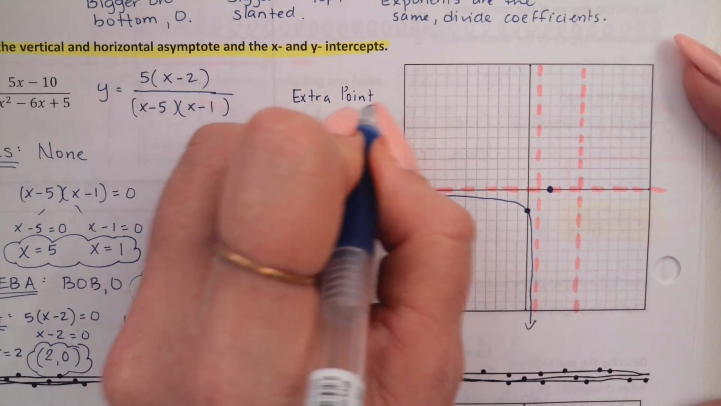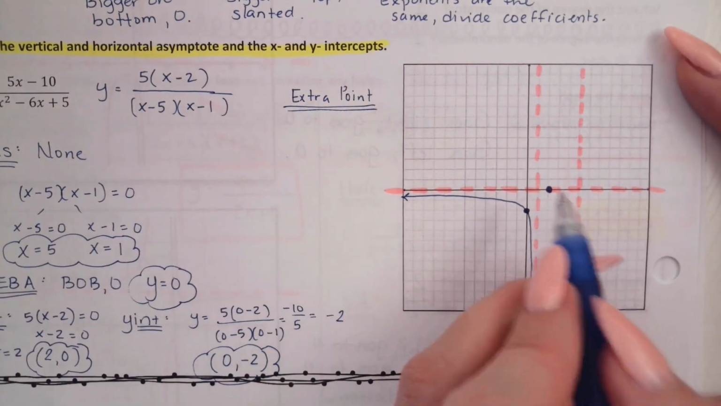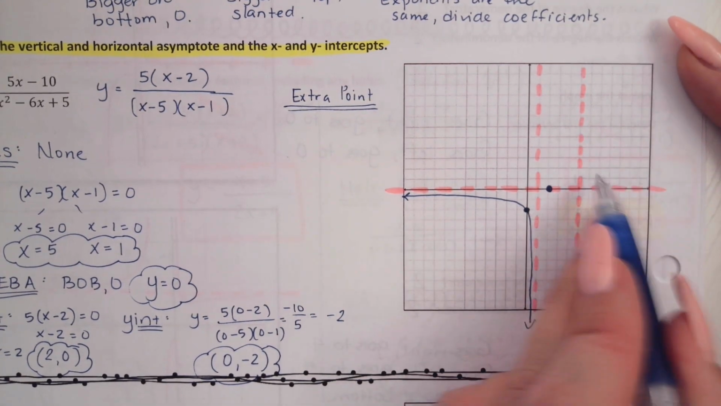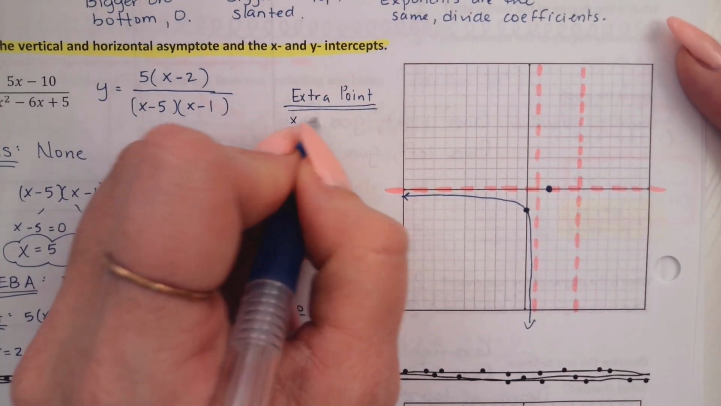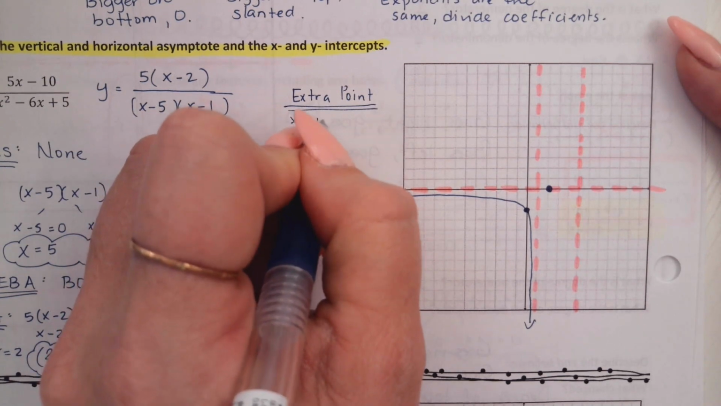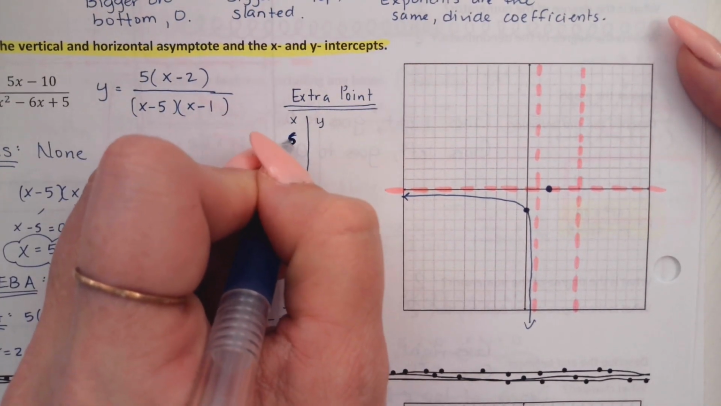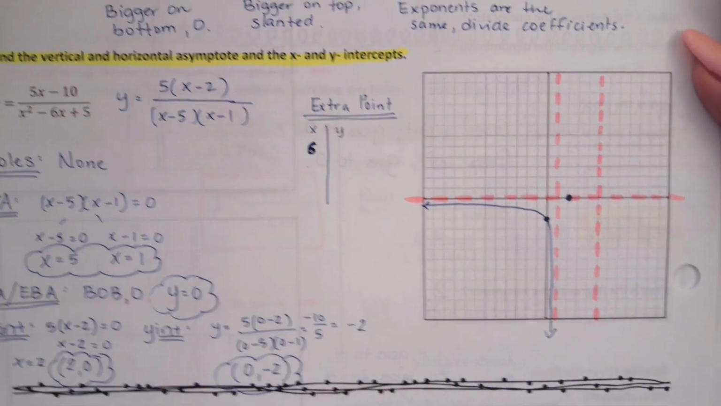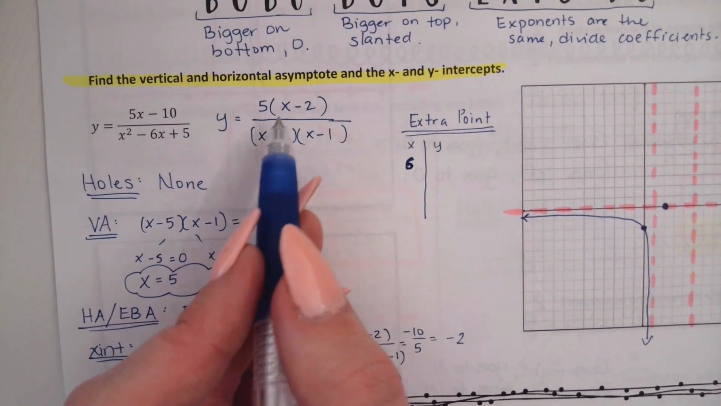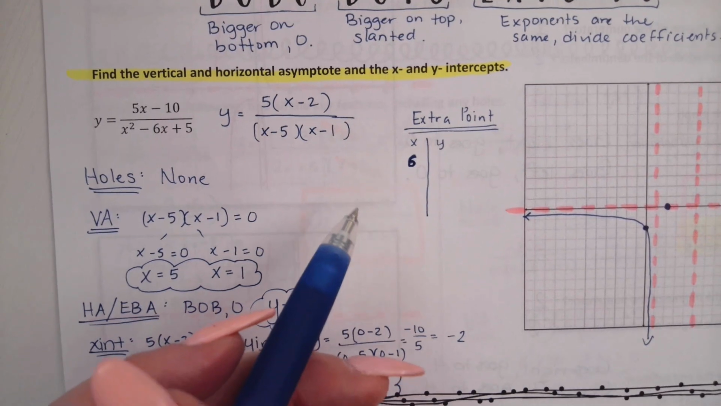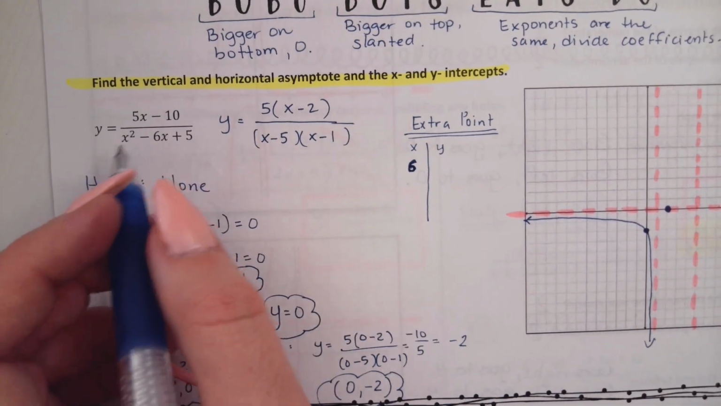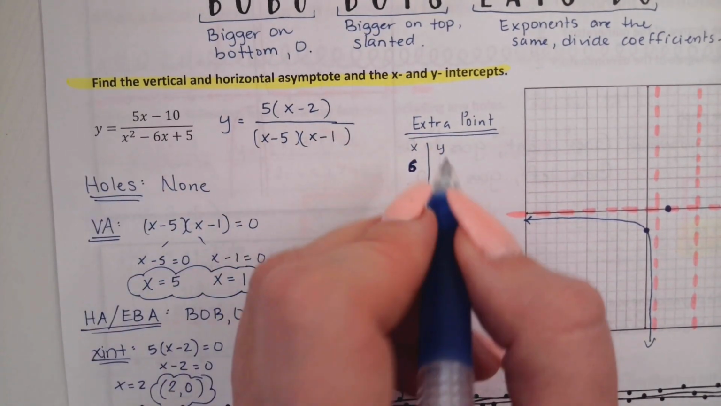Okay. For our extra point, we need to plug in something that's bigger than 5 to get a point over here. Which should I plug in? 6. Sounds great. I literally wrote down a 5 even though y'all said 6. We can plug it into the original or into the factored one. We should get the same answer both ways. It doesn't matter. I'm going to plug it into the factored one.